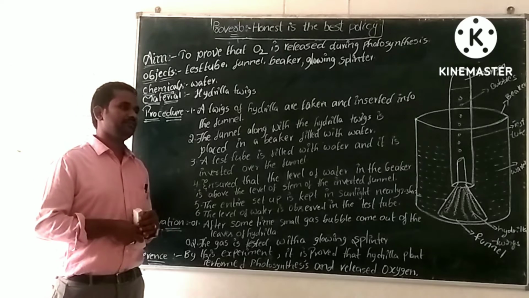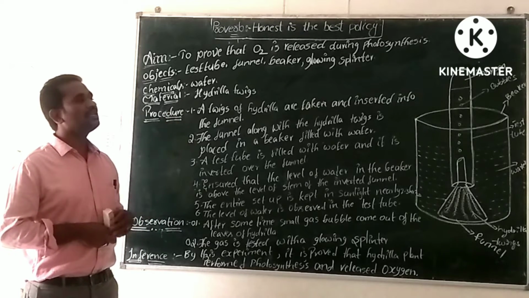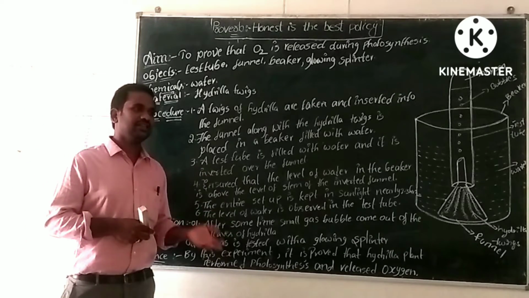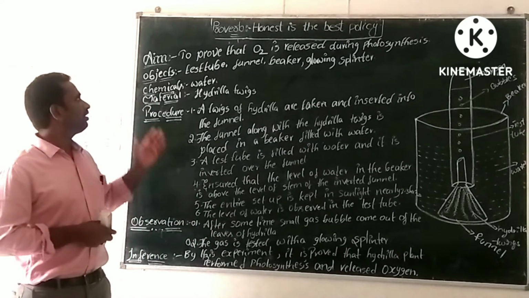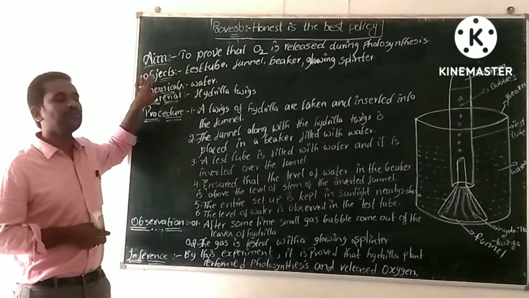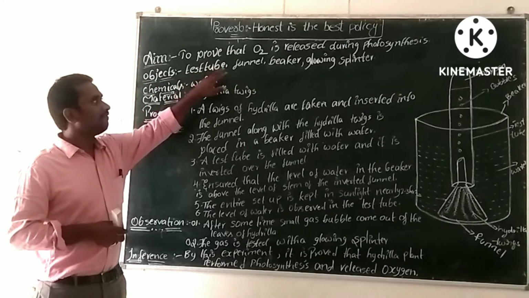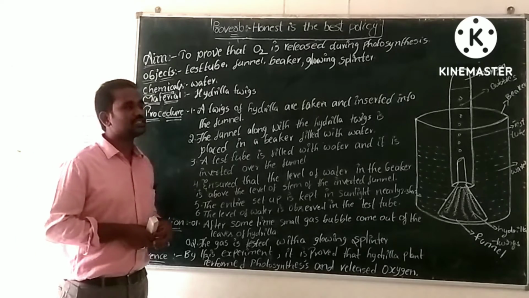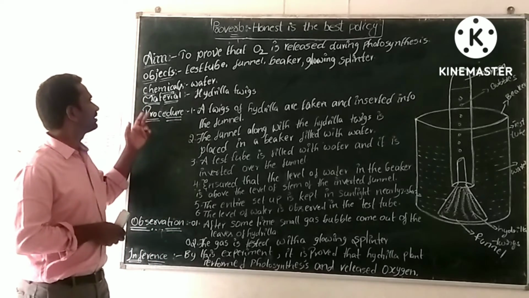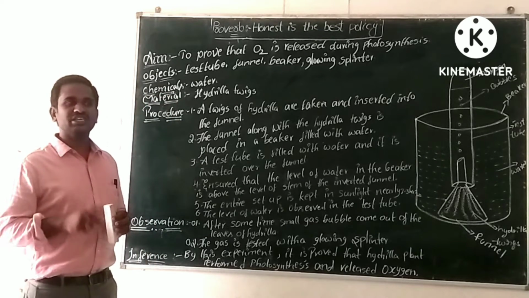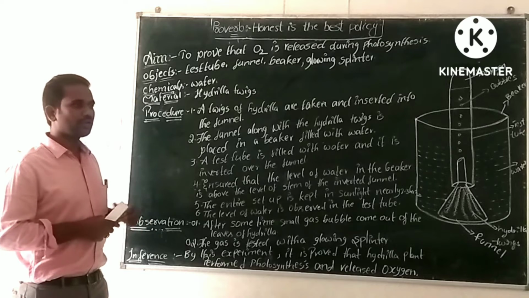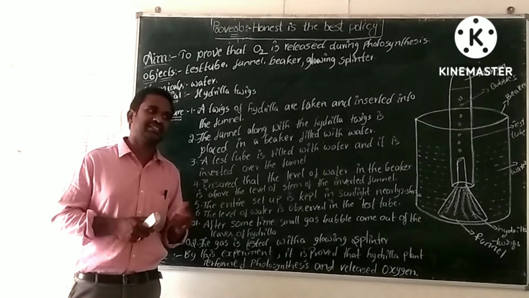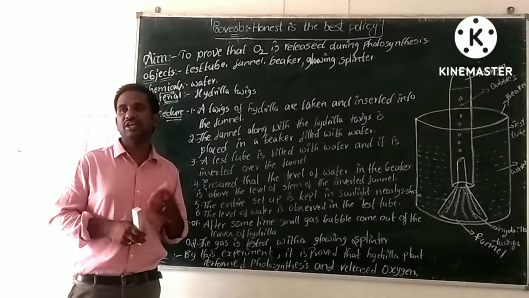So first of all, our experiment aims to prove that oxygen is released during photosynthesis, in the presence of light. Next, requirements. Required objects are a test tube, funnel, beaker, and splinter. Next, chemicals. We are only using one chemical, that's water. Materials we require are the Hydrilla plant twigs.